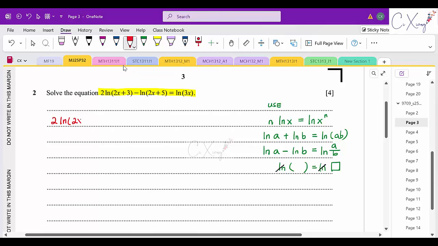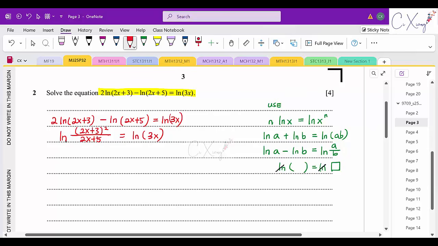2 ln 2x plus 3 minus ln 2x plus 5 is equals to ln 3x. Okay, what I want to do here is I try to make the 2 become the power. When I make the 2 become the power, it will become 2x plus 3 squared. And you see this minus, right? I want to combine these two terms together become 1 ln. So it is a minus, therefore I have to divide it by 2x plus 5. Then equals to ln 3x.